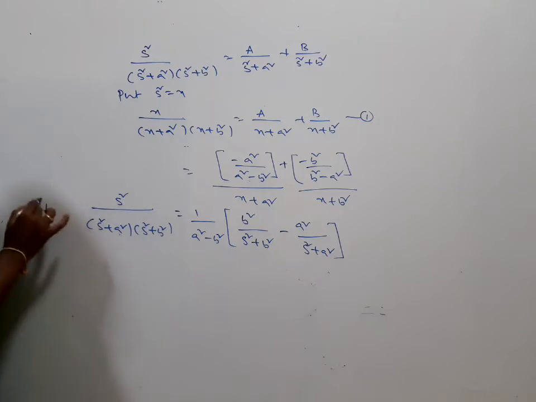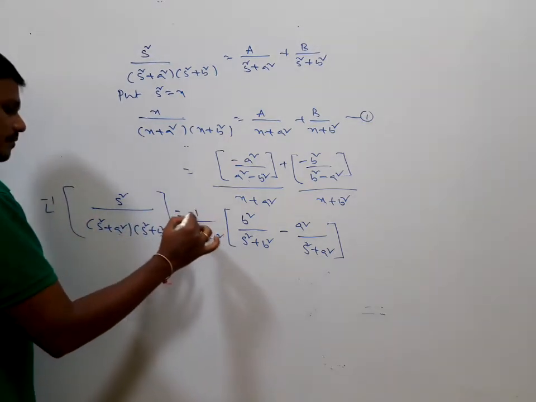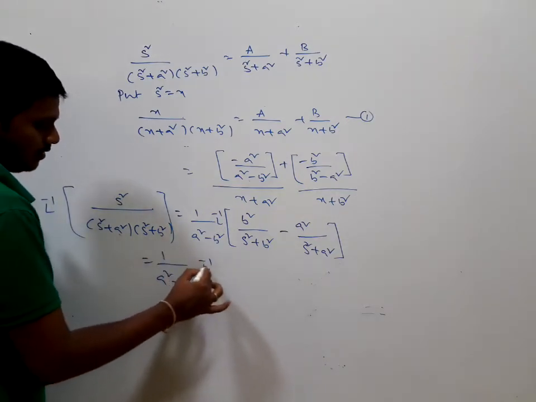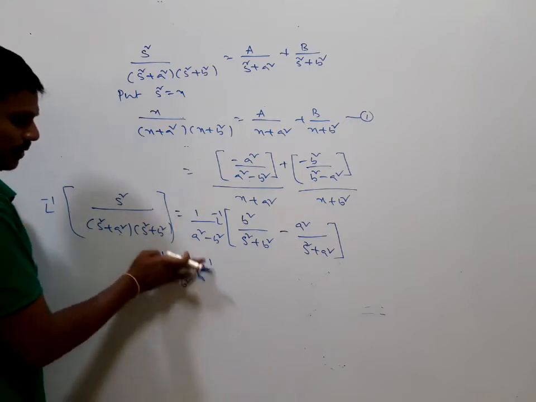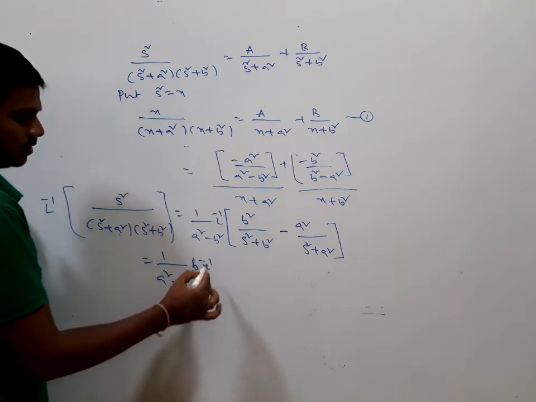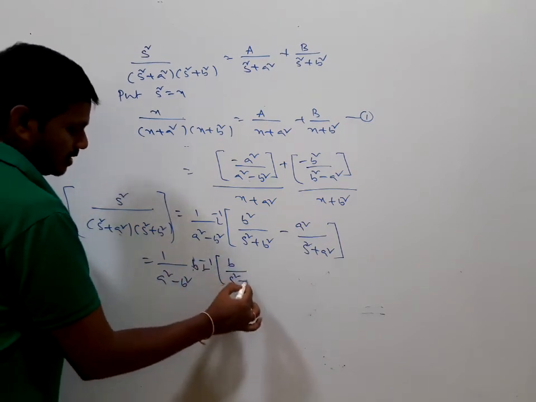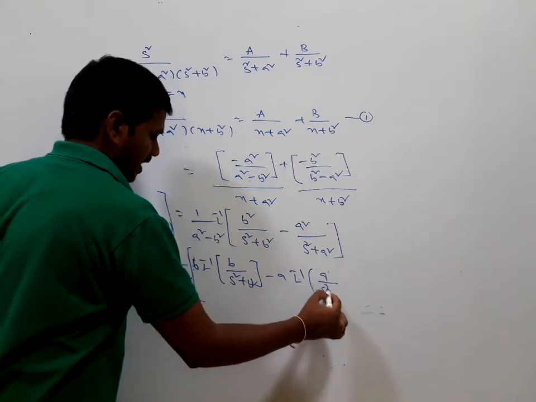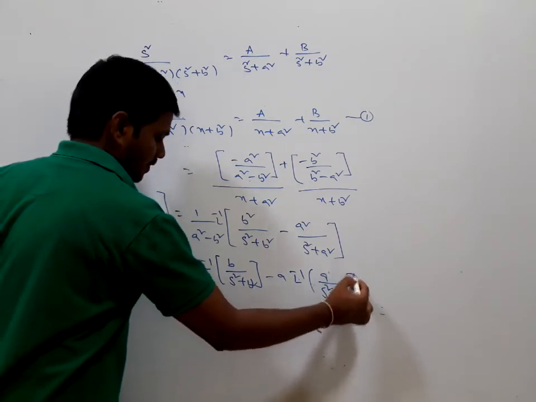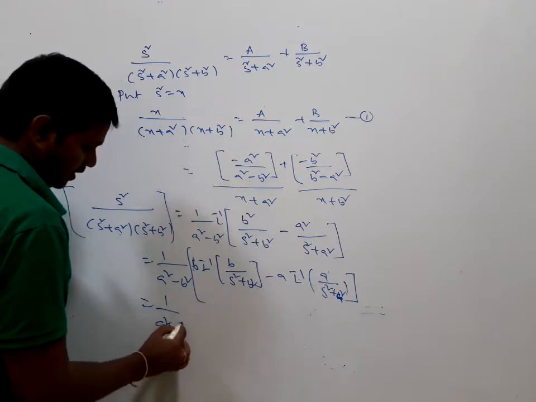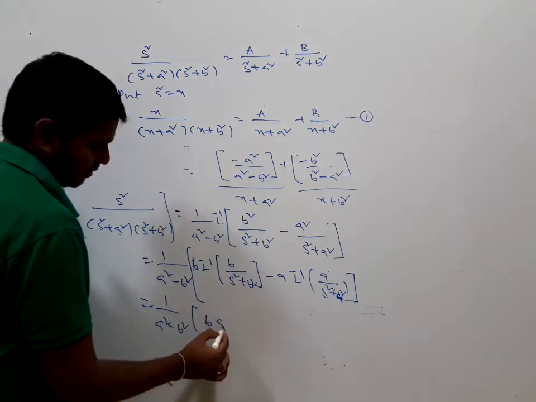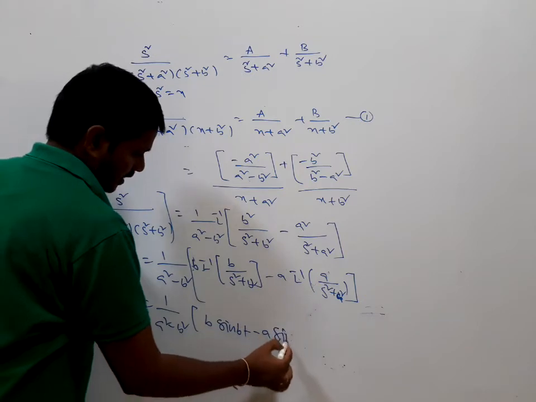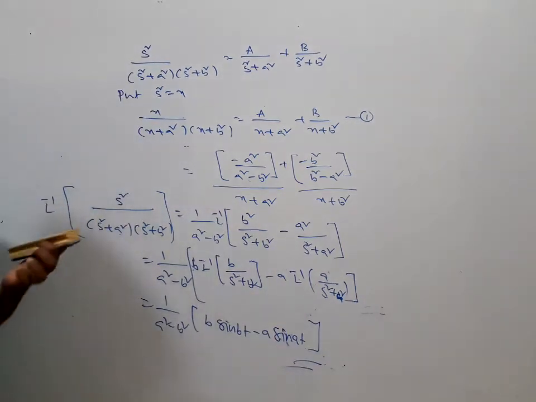Now taking the inverse Laplace transform on both sides, we get 1 by a square minus b square times L inverse of, commoning b here, b into L inverse of b divided by s square plus b square minus a into L inverse of a divided by s square plus a square, by the standard principle. So this is 1 divided by a square minus b square times b sin bt minus a sin at. This is a way of finding the inverse Laplace transformation.